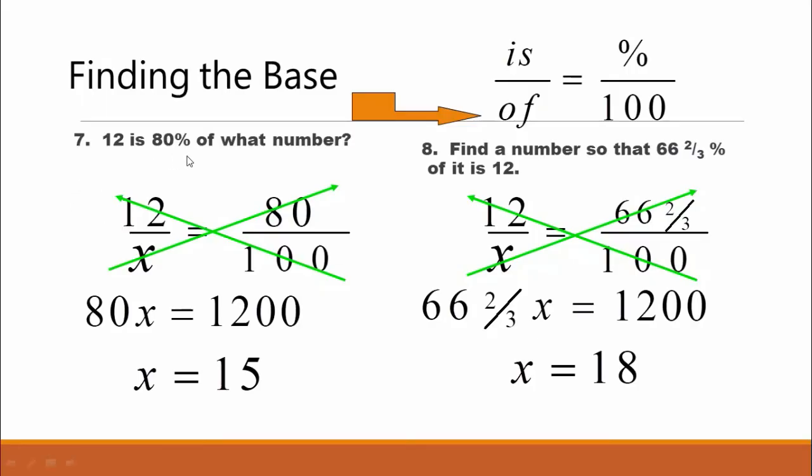12 is 18% of what number? 12 is the part. 18 percent is known. Of what number? Of means total, total or whole. Whole is unknown. So using this formula, x represents the whole, the of. 12 represents is. So 12 divided by x is equal to 18%.